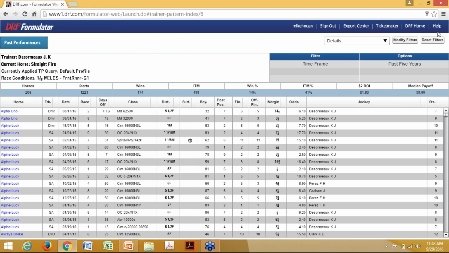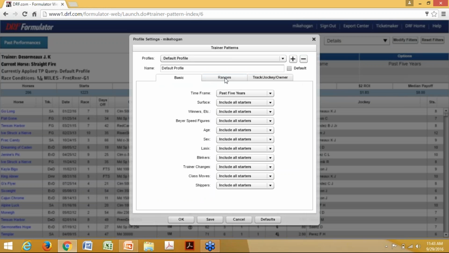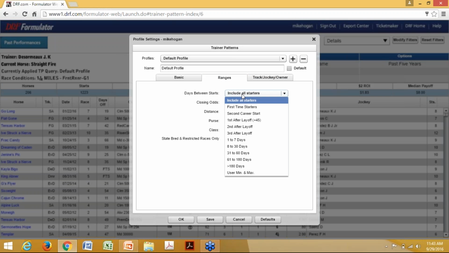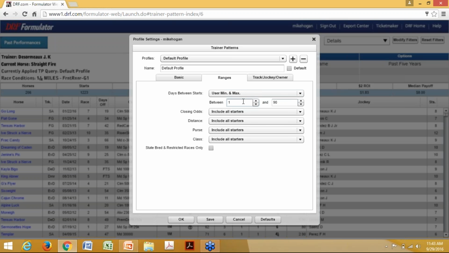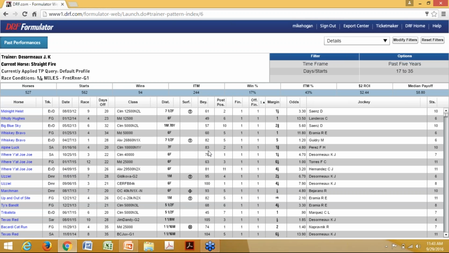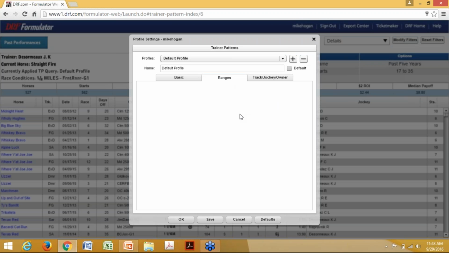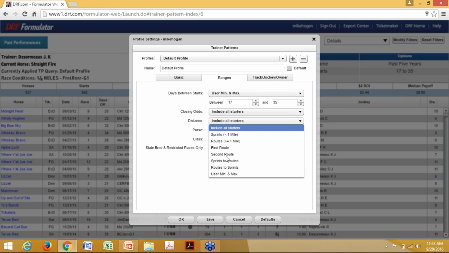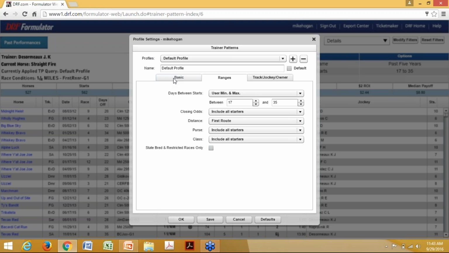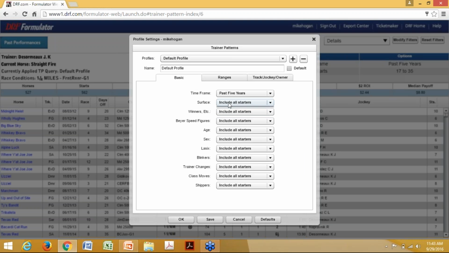And the one good thing about Formulator is, if that's not enough of a sample size, you can go 50% lower and 50% higher. So Kevin, what you're talking about is in here under the ranges, you go to the user right, yes, minimum and maximum, right? Exactly. So 17 to 35? 35. Yep. And now we're going to go distance. We're going to go first time route. Okay. And now we're going to go dirt.